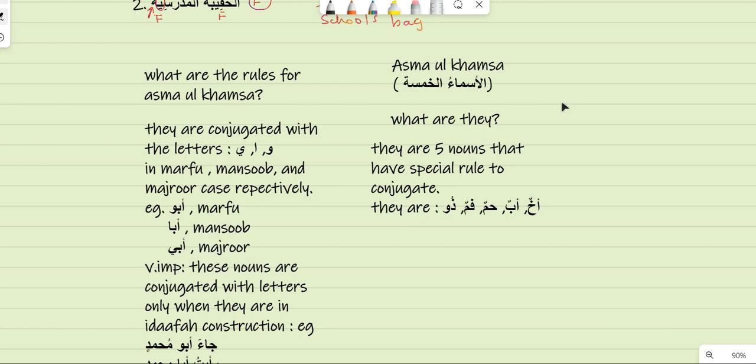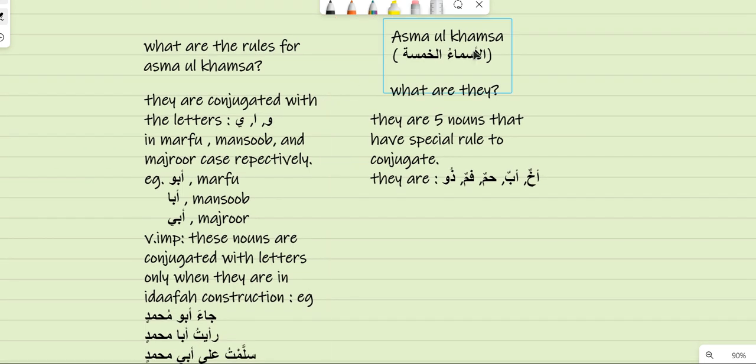Before I go and do the lesson, I would like to explain the rules of Asma ul Khamsa. What are they? Asma ul Khamsa, what are they? They are the five special nouns. Why are they special? Because they have their own rules. That's why they are special. For nisbah, it has its own rule. Likewise, these nouns also have their own rule.